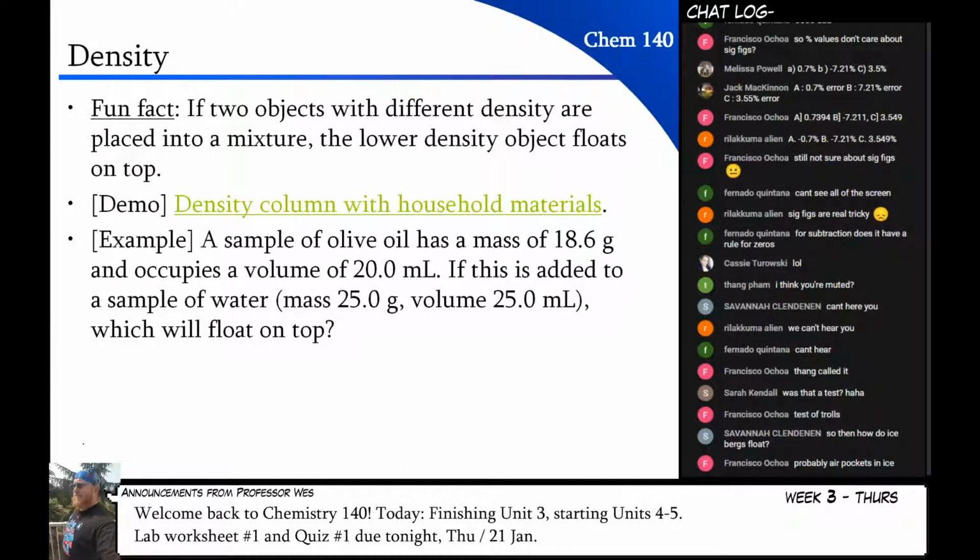So I'm going to give you this example to practice with. I'm going to let you do this because it's pretty simple. I'm going to give you a sample of olive oil. Here's its mass and volume. I'm going to give you a sample of water. Here's its mass and volume. Which floats? Draw a picture of the result. We'll go over the answers in about 2 minutes.